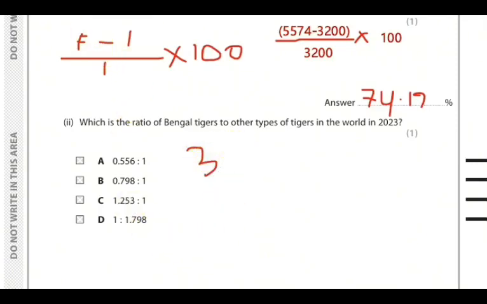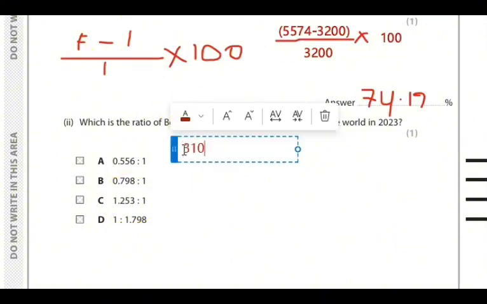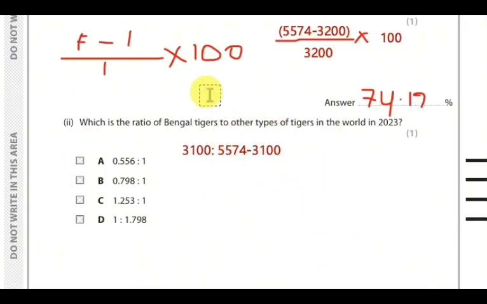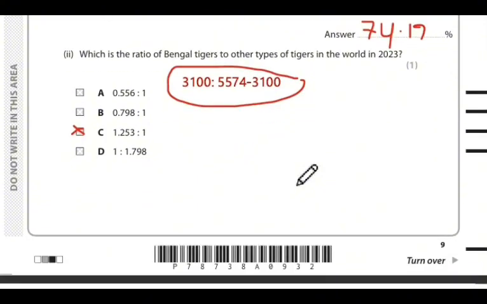If I write it, that will be much easier actually. 3,100 ratio with 5,574 minus 3,100, because that's the value of Bengal tiger, right? So by calculating it, we can get the answer following this. After calculation, the value is 1.253 to 1. Okay, so now let's move on to the next question.